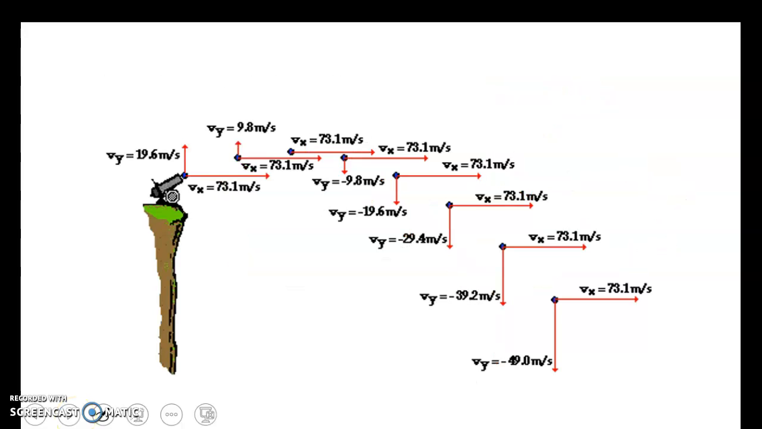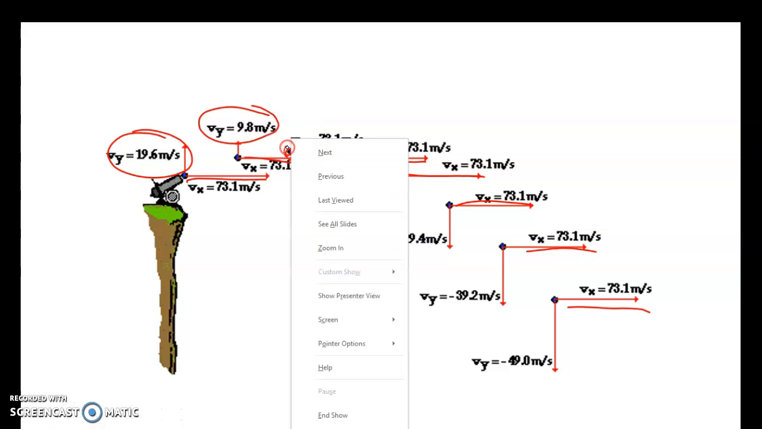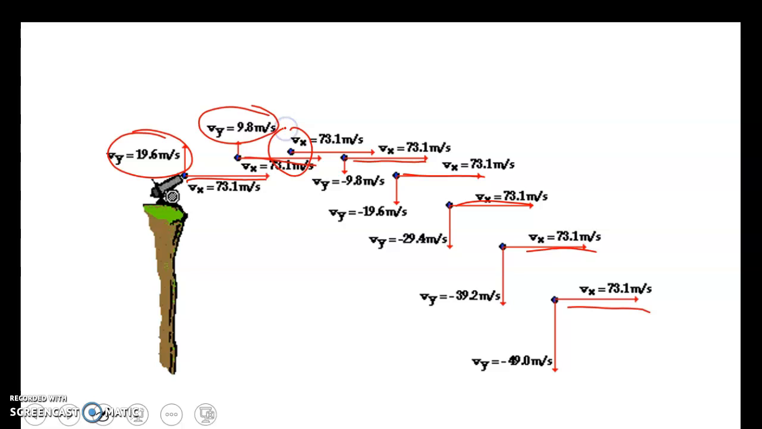Now at an angle, you'll see something similar in that our X velocity, in this case 73.1 meters per second, is constant all the way through the travel. Now since we launch upward, we do have an initial velocity in the Y that decreases till we get to the very top, where we have no Y, right here. Our Y is 0, and then our Y starts to become negative as we go down and speed up.